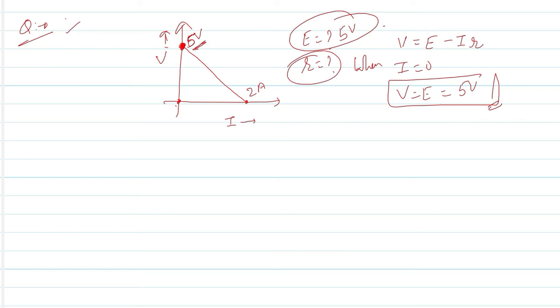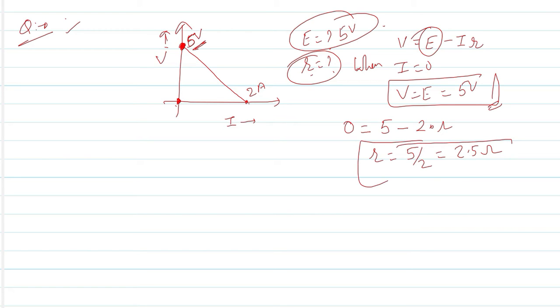And what about small r, how would you get it? You will just put V equals 0. If you see here, V equals 0 makes I equals 2 ampere. So 0 equals 5 minus 2 into r. So you can see that r is coming out as 5 by 2, that is 2.5 ohm. Right students, this is a very important problem for your board exam.